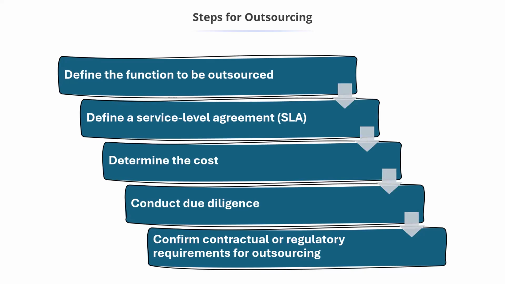Then define an SLA, the service level agreement. What is a service level agreement? It is the level of service that has been agreed to be provided to the customer. Like when you take internet services: internet will be available for this much time, this will be the speed, and if there is an issue, we will resolve it within this much time. That is SLAs. Then determine the cost, conduct due diligence properly, and confirm contractual and regulatory requirements for outsourcing.